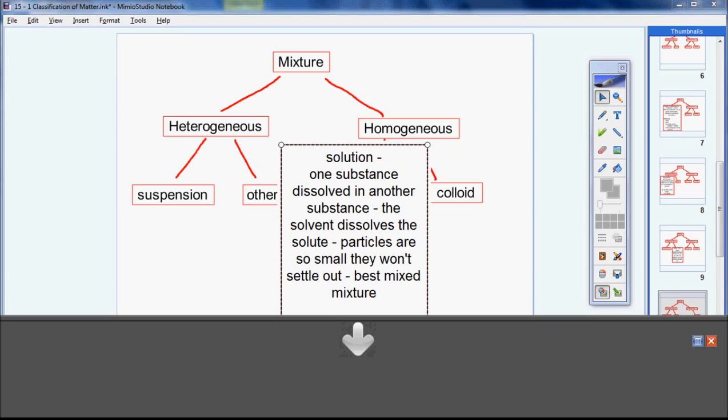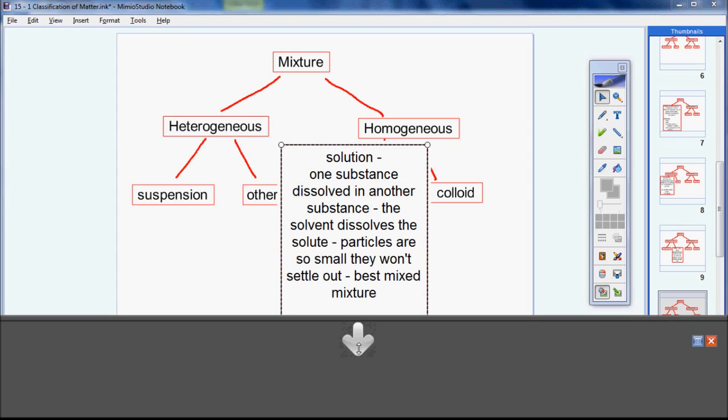Now, throughout the salt water, you'd find different proportions. So they are still a mixture. It can still be separated by physical means. But the solution is as close as you get to having fixed proportions. Okay, so let's make sure we write down that the particles are so small they won't settle out. And that this is the best mixed mixture.